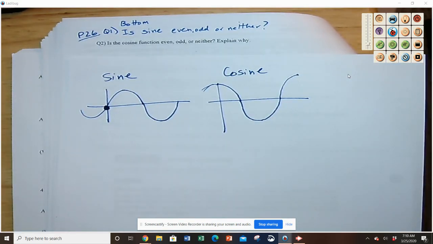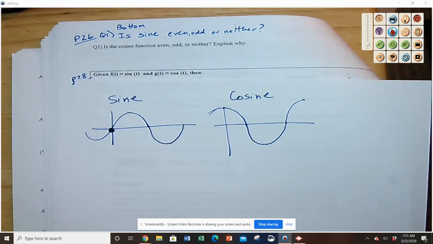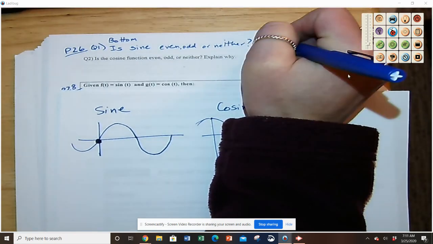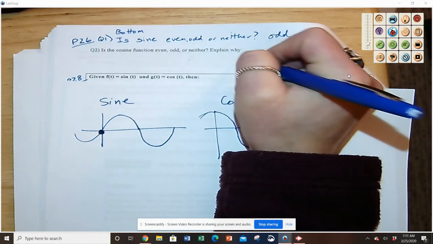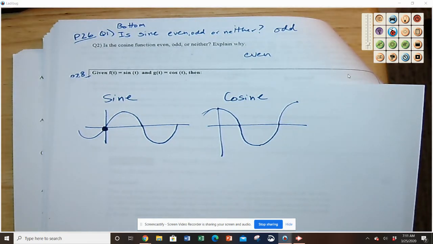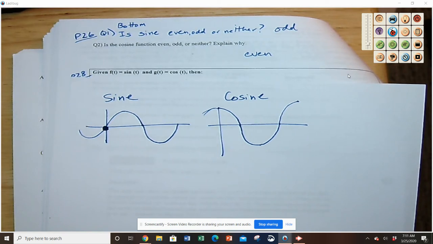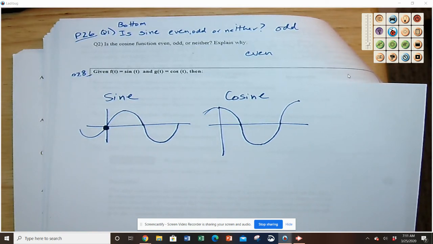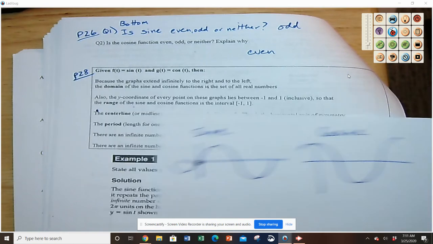whereas the cosine will be even. So this one is odd, this one is even. So the parent cosine function is even because it's a reflection over the y-axis. Opposite inputs have the same output. Okay, you can review some of that with even and odd functions.